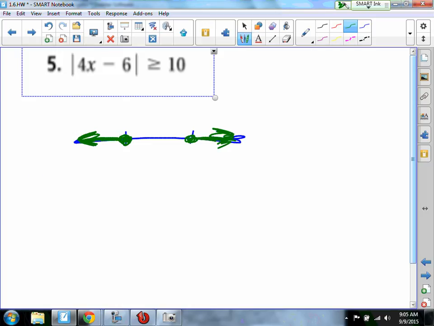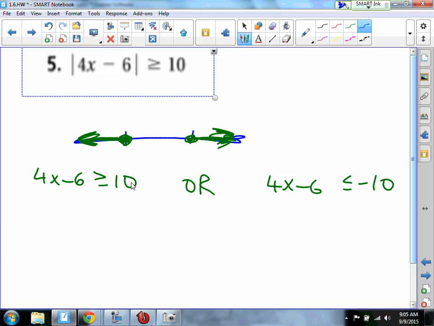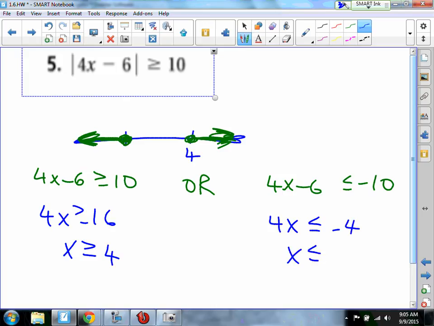And so I'll have two inequalities. 4x minus 6 is greater than or equal to 10. Notice the one inequality is the same. Nothing changes except the absolute value bars get dropped. The other one, we're going to write the word or here. The other one is going to be 4x minus 6. Remember, two things change, the sign and the sign. So less than or equal to negative 10. So we'll go ahead and solve these two. 4x is greater than or equal to 16, so x is greater than or equal to 4. So there's my 4 there. 4x is less than or equal to negative 4, so x is less than or equal to negative 1. So there's a negative 1 there, and there you have it.